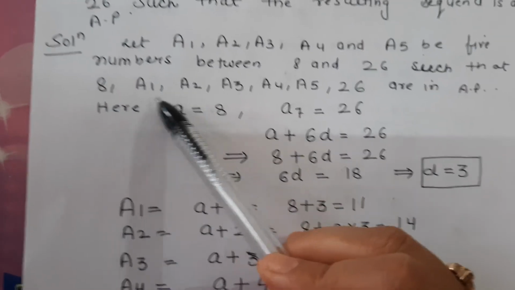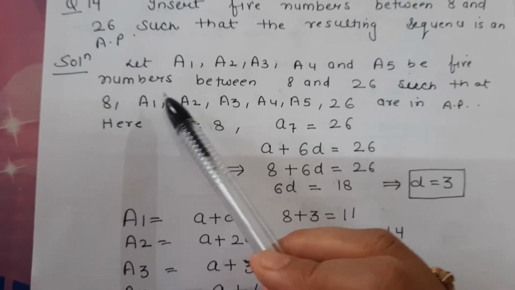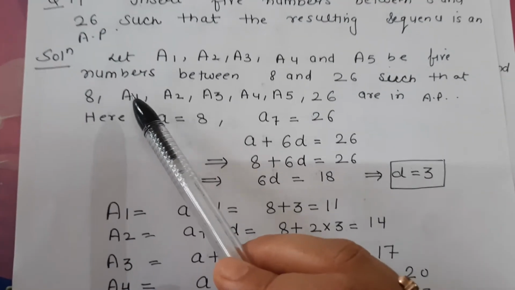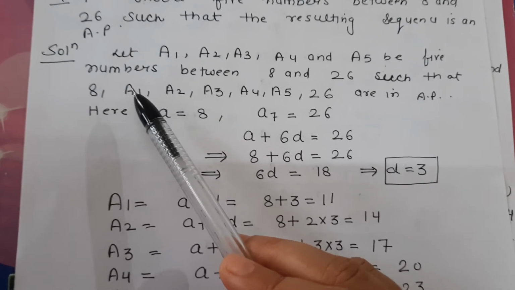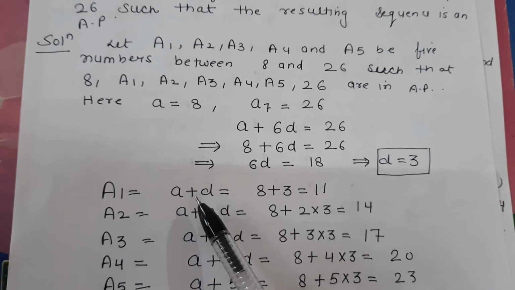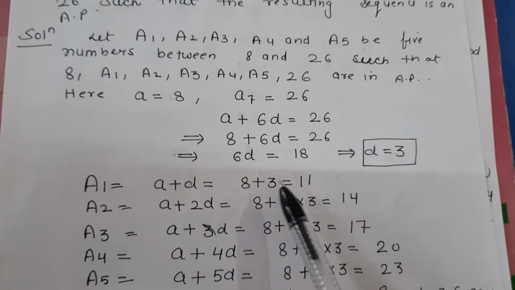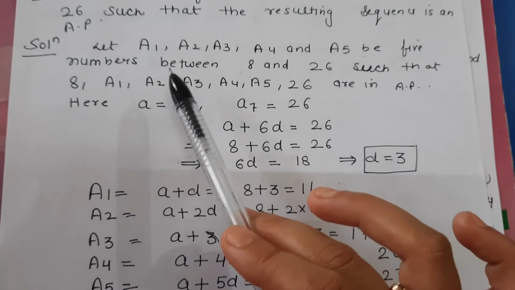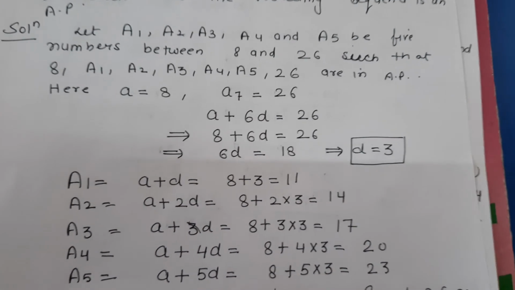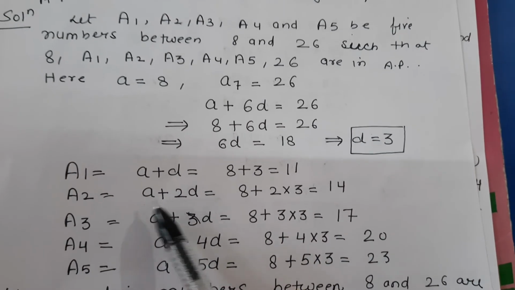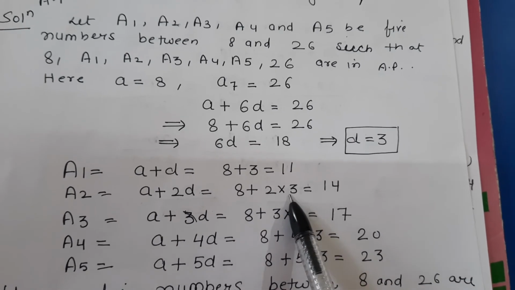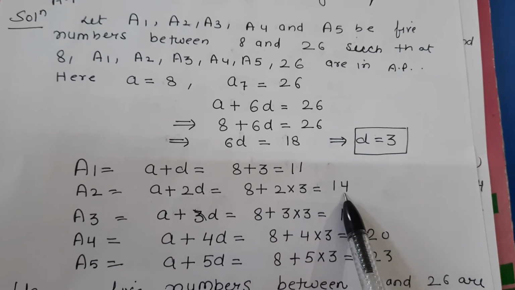Now this A1, this first number you have inserted will be the second term of your AP. So the formula of second term will be a plus d. a is 8, d is 3, so its value is 11. Now this A2, the second number which you have inserted will be the third term of your AP. Third term formula will be a plus 2d. a is 8, this is 2 times d, 2 into 3. On solving, answer will be 14.